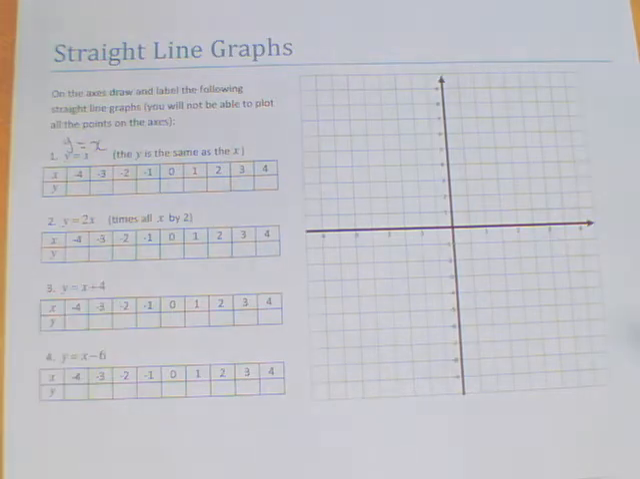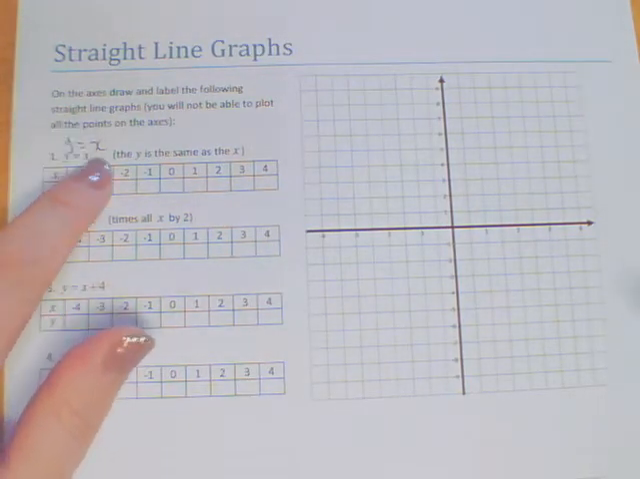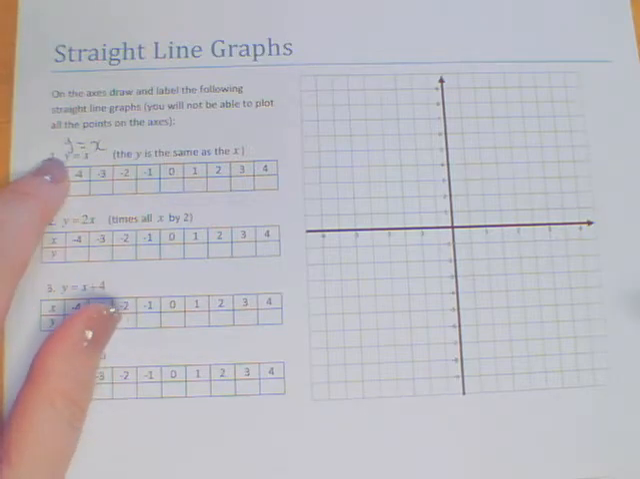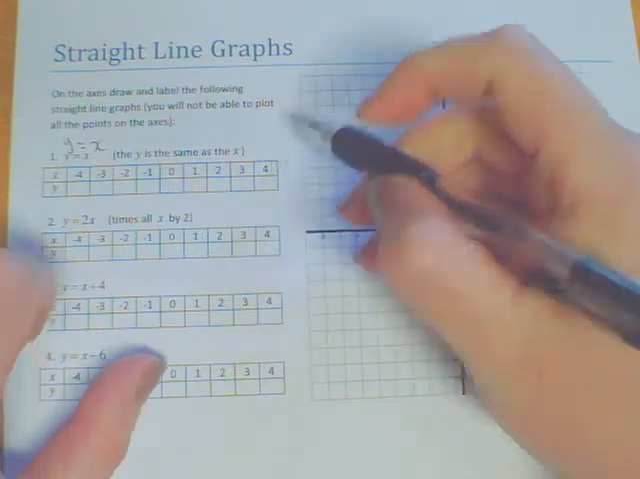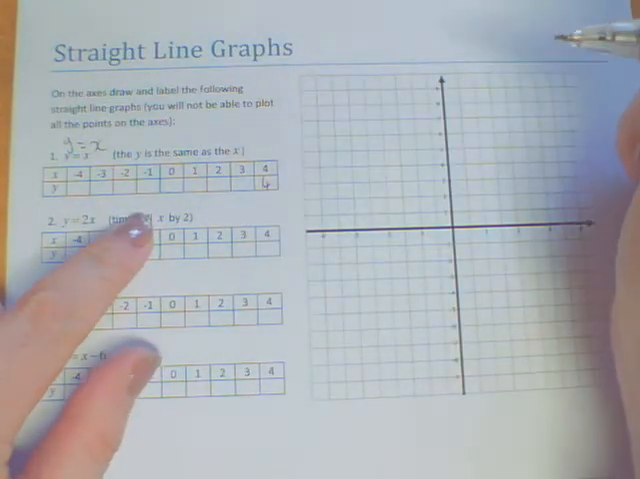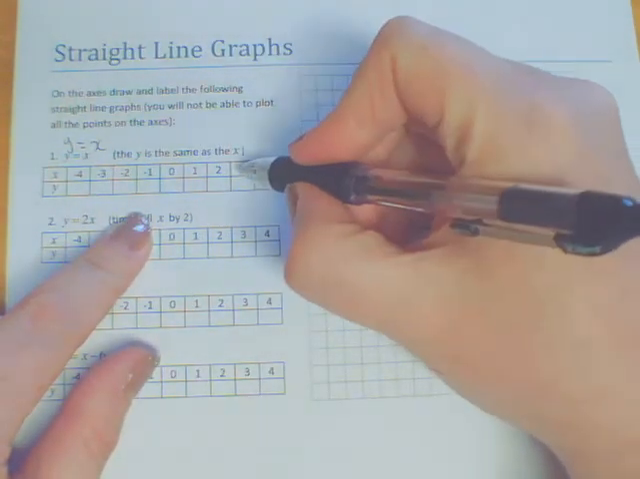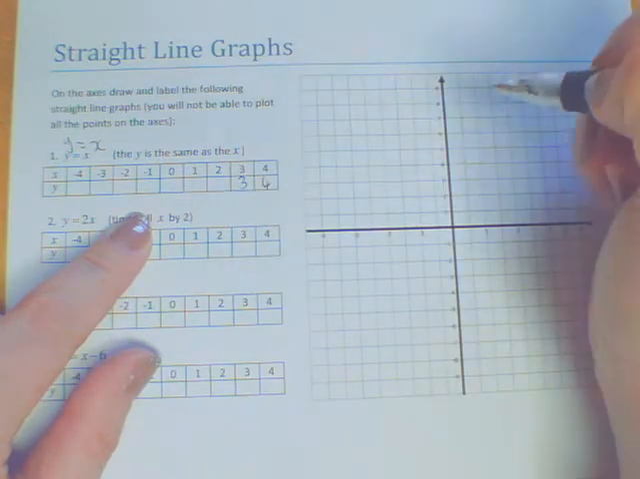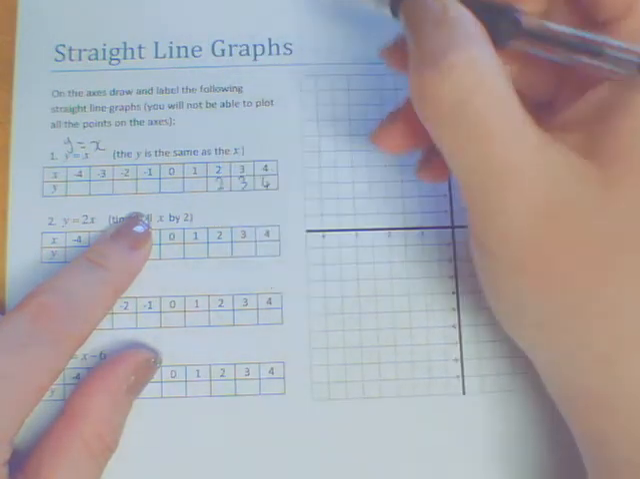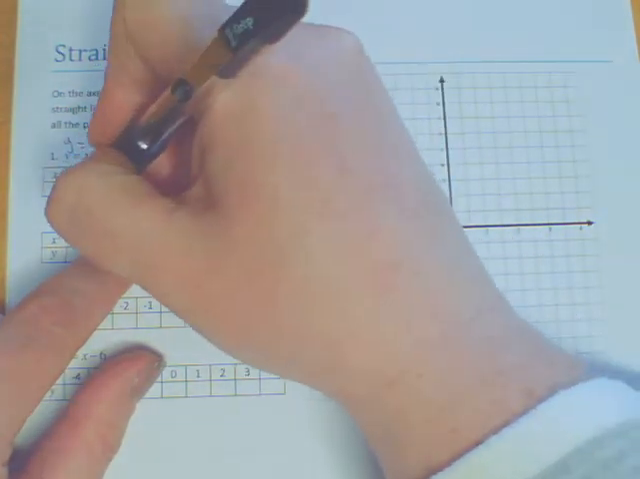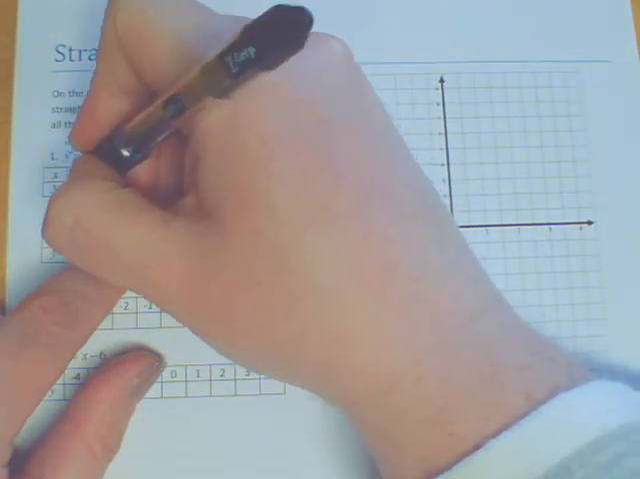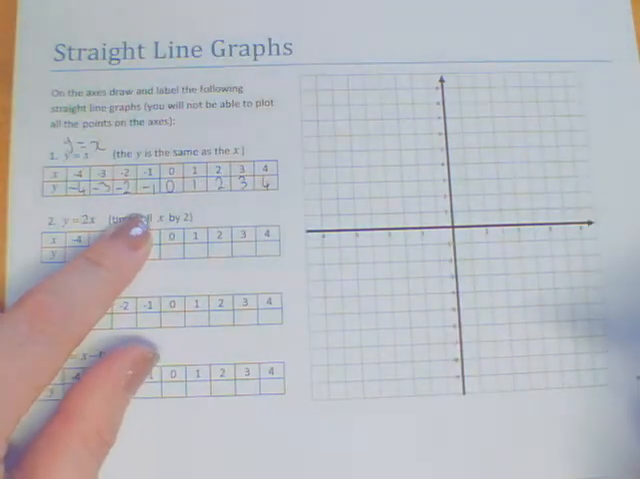So let's have a look at this one here. So y equals x, what does that actually mean? It means whatever value x is, y is the same value. So in this line, this is telling me that x is worth 4, so y is also worth 4. X is worth 3, so y is worth 3. Okay? So our table for this one is really, really straightforward. Like I said, this is the most basic straight line you're going to be able to draw.